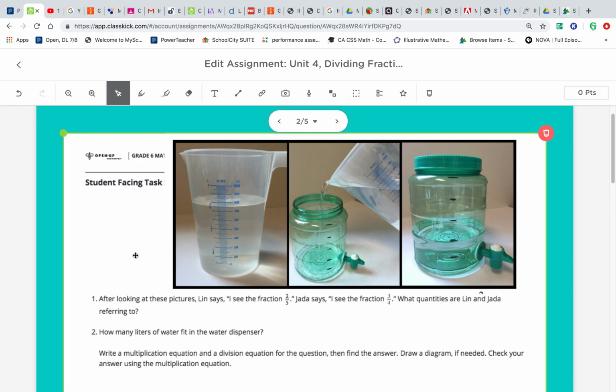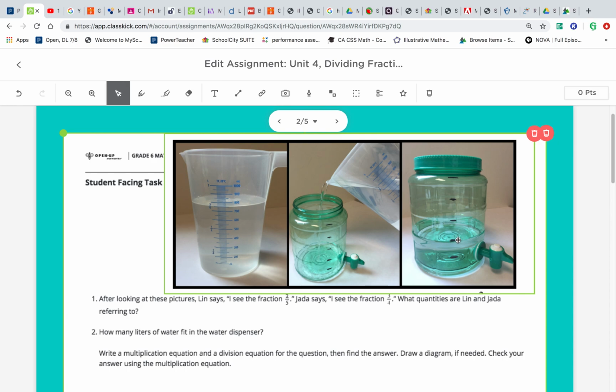Okay, so after looking at these pictures, Lynn says, I see the fraction 2/5. Jada says, I see the fraction 3/4. What quantities are Lynn and Jada referring to? Well, if you look first with Lynn, you should notice on this green dispenser that there are 1, 2, 3, 4, 5 sections. They measured these off and we have 5 equal sections here, and you can see that the water goes up and fills up to 2. So that's what they mean by 2/5.